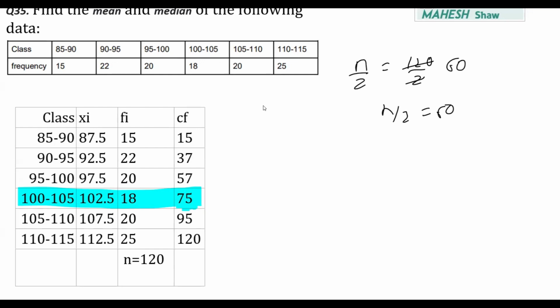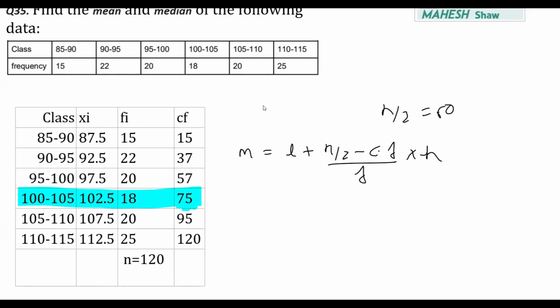Now for calculating the median, we have a formula. Let me tell you the formula first. For calculating the median, I use capital M here. It is L plus n over 2 minus CF over f, that multiplied by h. Now, what is L? L is the lower limit of the median class, which is 100 here. n by 2 is known to us. CF is the cumulative frequency of the preceding class. And f is the frequency of the same class. And h is the class size, which we have already obtained.